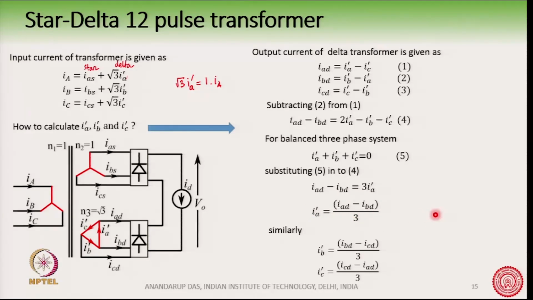Okay. So, we are getting the current IA dash in terms of these line currents. The phase currents in the delta are obtained as a function of these 2 line currents. So, IA dash is equal to (IAD minus IBD) divided by 3. And by symmetry, we can also write IB dash is (IBD minus ICD) divided by 3, and IC dash is (ICD minus IAD) divided by 3.